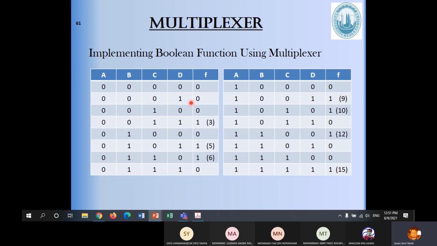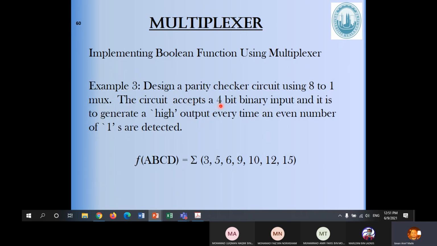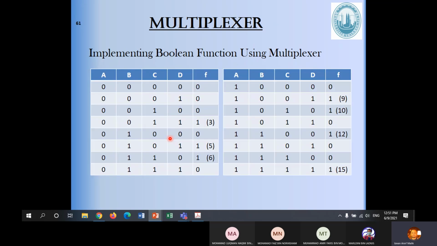Buat truth table dulu. So now kita ada 4 bits of binary input and output will become high every time an even number of ones detected. Even number adalah genap. So setiap kali satu dekat input ni, jumlah dia genap, output dia akan jadi 1. So macam mana? Kita tengok table dia from 0, 0, 0, 0 sampai 1, 1, 1, 1 lah. Saya pecahkan ni sebab tak muat kan. Ni 0 sampai 7, ni 8 sampai 15.